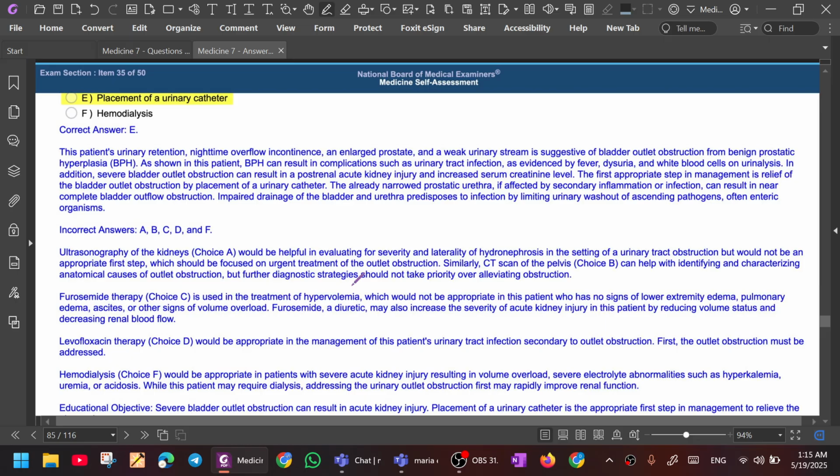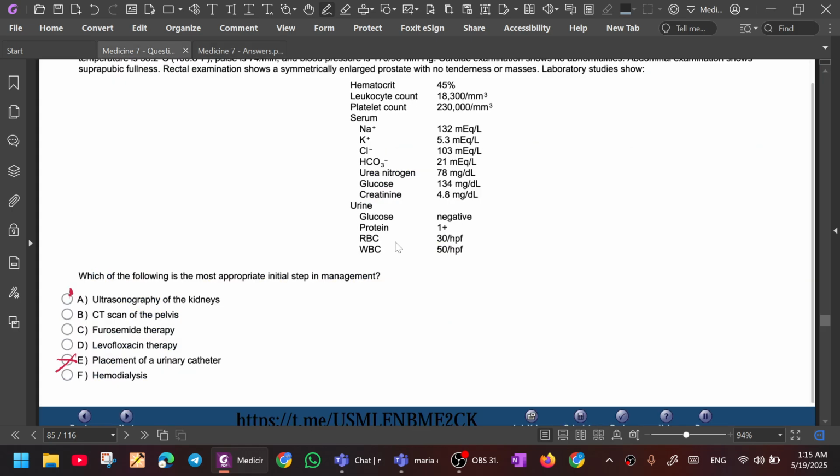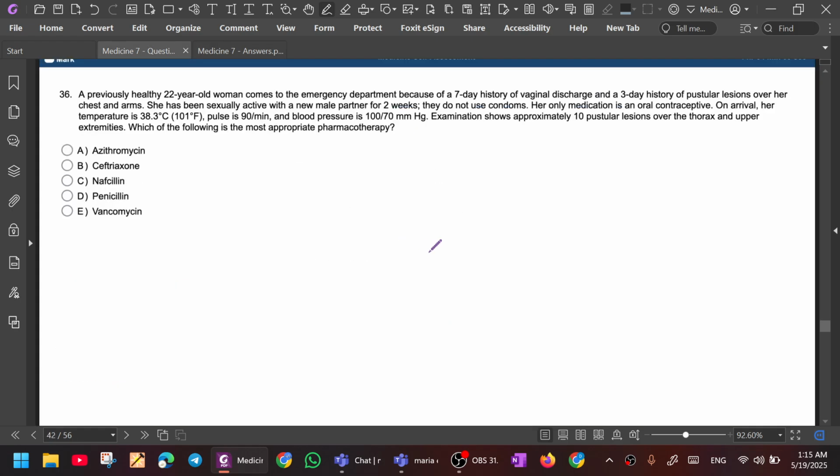Previously healthy 20-year-old woman comes to the ED because of a 7-day history of vaginal discharge and a 3-day history of pustular lesions over the chest and arms. She has been sexually active with a new partner for 2 weeks. They do not use condoms. Only medication is OCPs. Arrival temperature is high. Pulse is normal. BP is normal. Exam shows approximately 10 pustular lesions over the thorax and upper extremity.